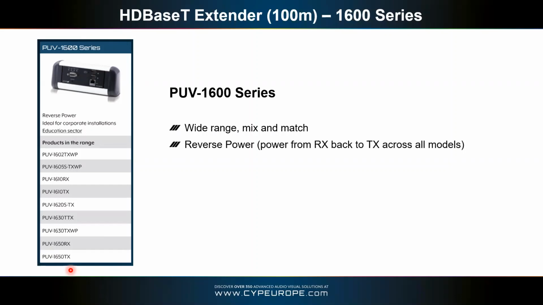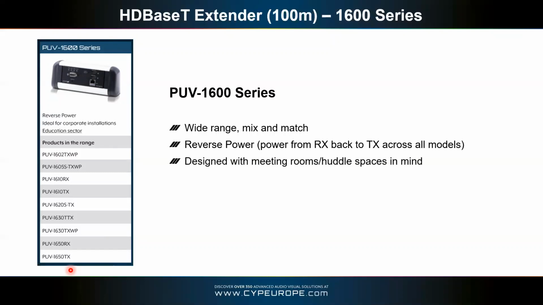The key thing to the 1600 series is that it has reverse power. So the power is going from the receiver back to the transmitter. In normal HDBaseT systems, it's the other way round. The transmitter has the power supply unit and sends power over cable to the receiver, whereas with this series here, this one sends it the other way, which I'll let Kevin cover in a second why we might do that.